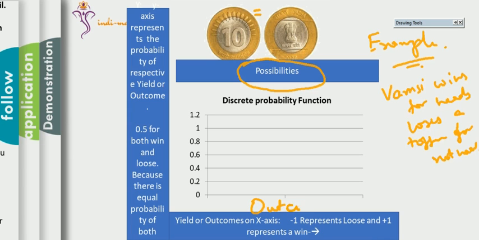First, let's discuss the possibilities. For Vamsi, a head will win him a toffee, so let's take this possibility as a +1. A tail would be a loss for him, so take it as -1. Now, we could establish the x-axis, or say domain.